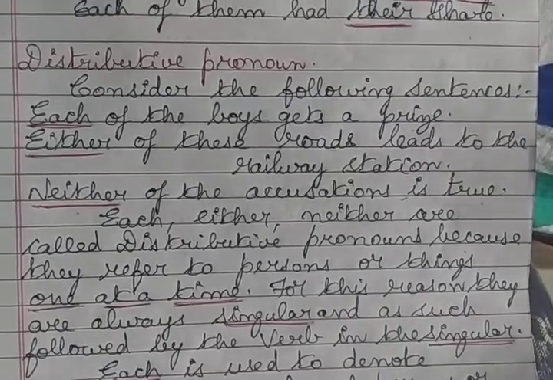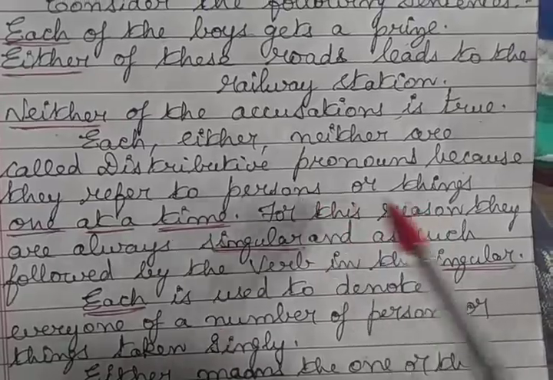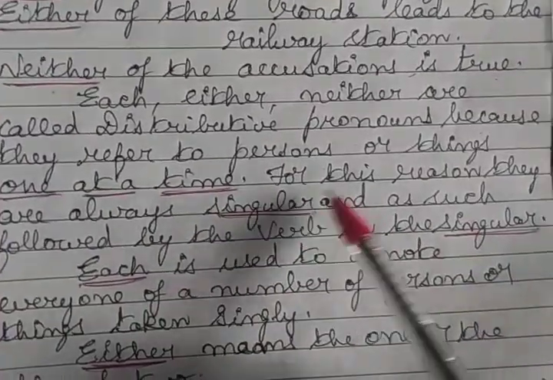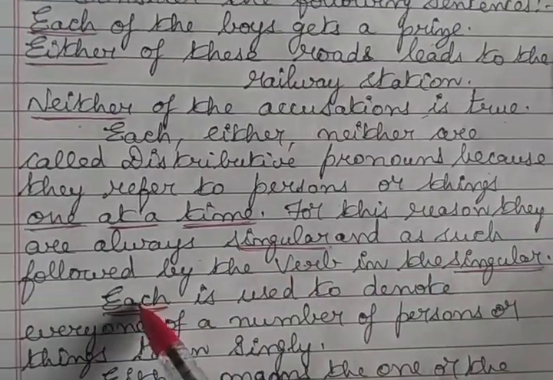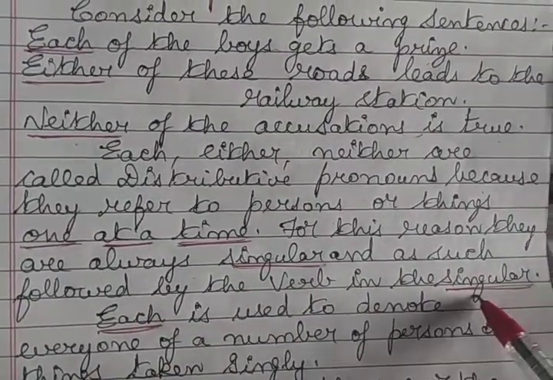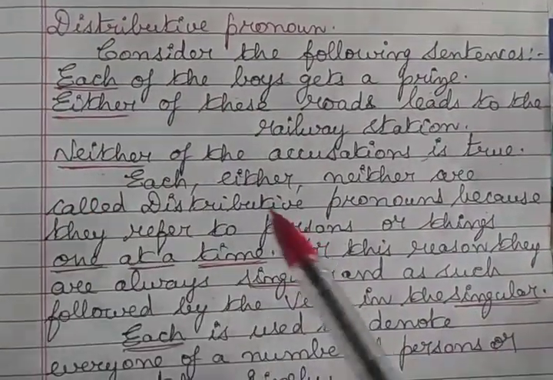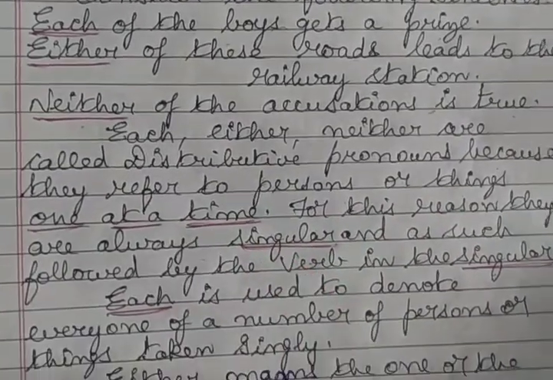Each of the boys refers to persons or things one at a time. For this reason, they are always singular and as such followed by verbs in the singular. So each of the boys. They are referred to as one at a time and they are singular.